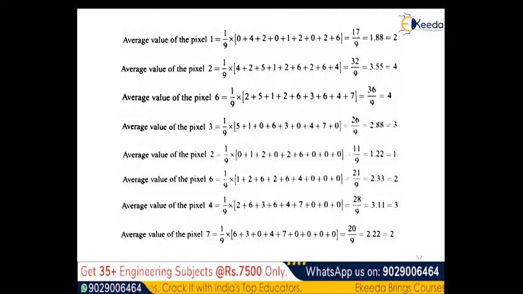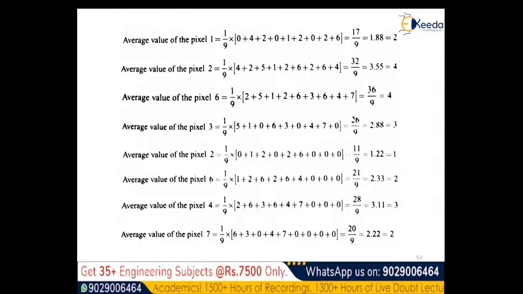Now for the pixel 7, the last pixel here, we have the addition of all the neighborhood intensities along with consideration of the zero paddings. It is equal to 22 divided by 9. So the value comes to be 2.22. Rounding it, it will be equal to 2 here.